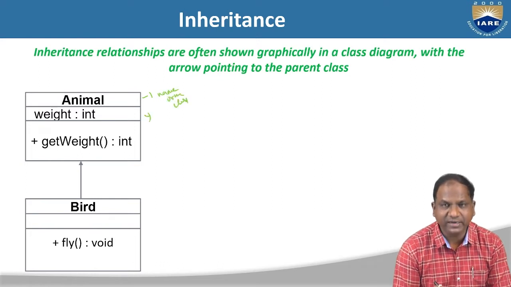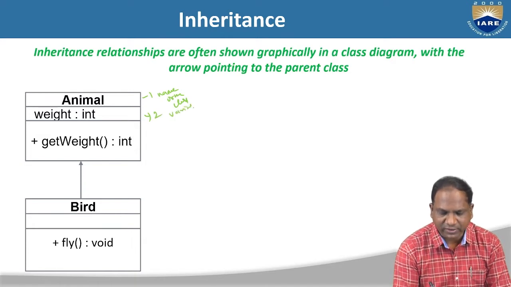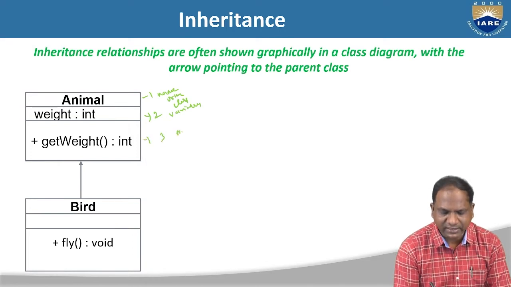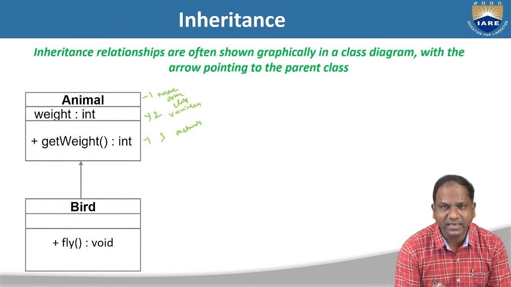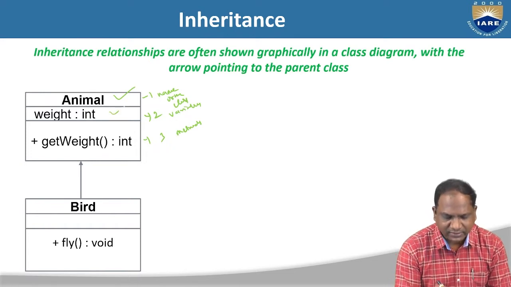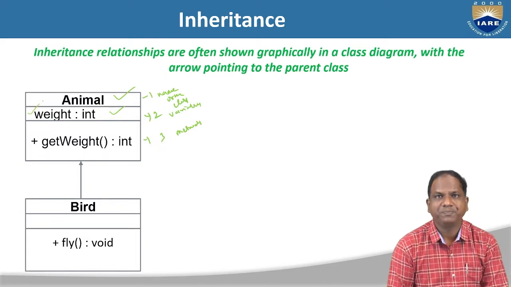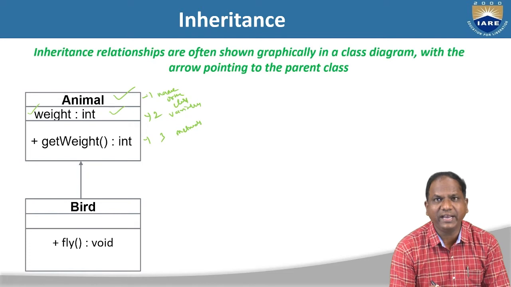The second compartment is the variables of the particular class. And the third compartment is the methods of the parent class. What is my parent class name here? It is Animal. Int is the data type, and weight is a variable.